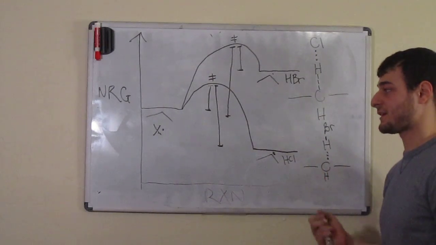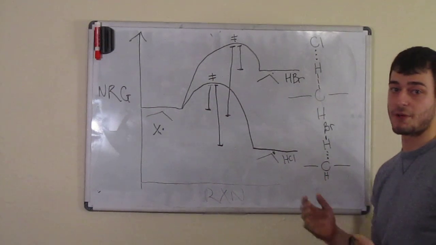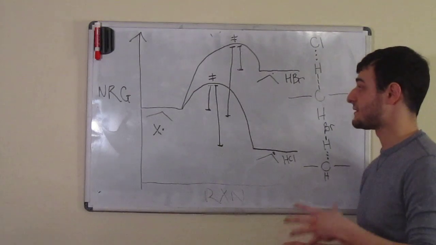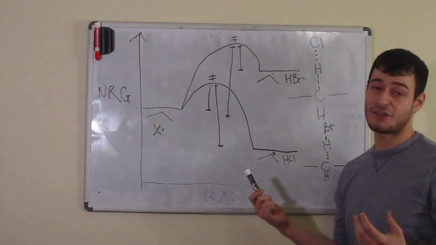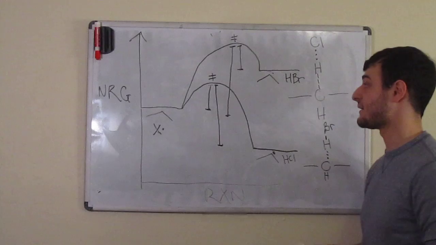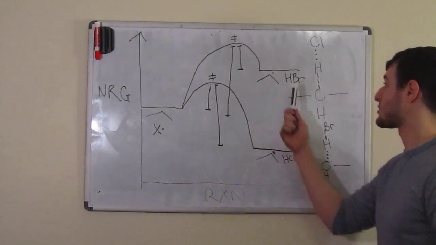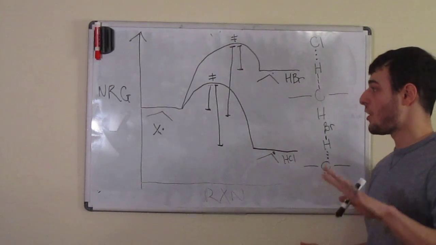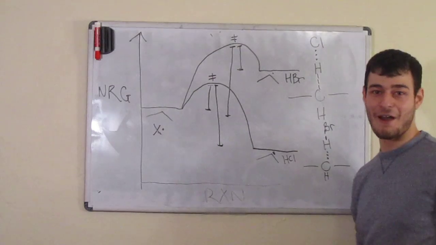So Hammond's postulate can be applied to a bunch of other situations, and it's pretty useful to help us theoretically imagine what a transition state looks like. And it's especially useful for explaining this concept. So hopefully you have an understanding of how it works now.